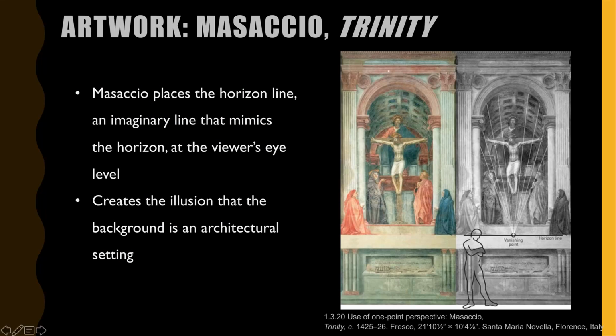Masaccio also considered the vanishing point. He wanted the average man's height to be at the horizon line. So when you stand there at this painting, which is on a wall, and look up, it would actually feel more three-dimensional.